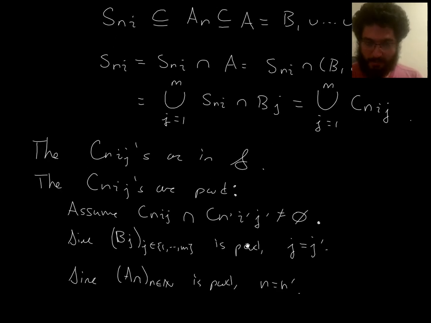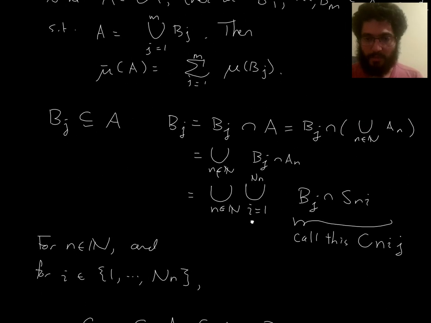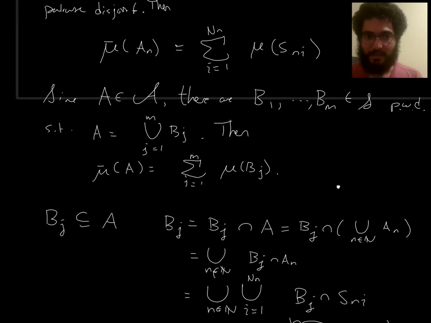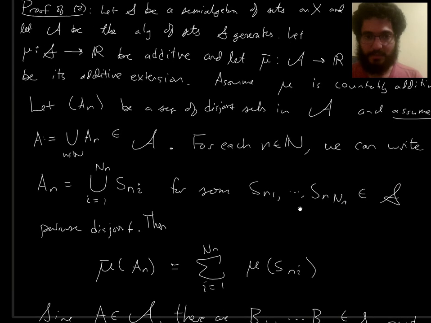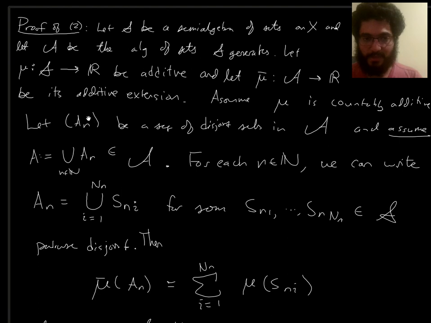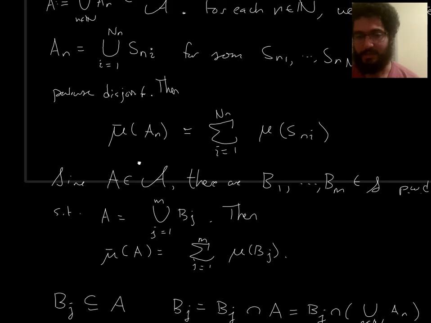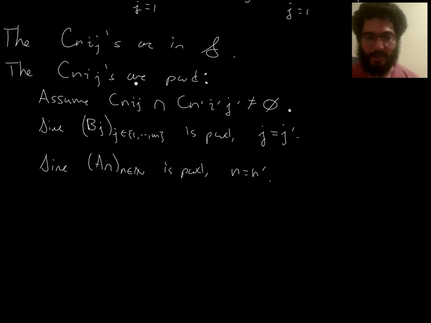And suppose n and n prime are different. Then you have something in here and in another one of these, but with the n changed, right? Then that would be a common element. Remember, we assumed that the ANs up here are disjoint. So that would be a common element to one AN and a different AN prime. That would violate the disjointness of the ANs.